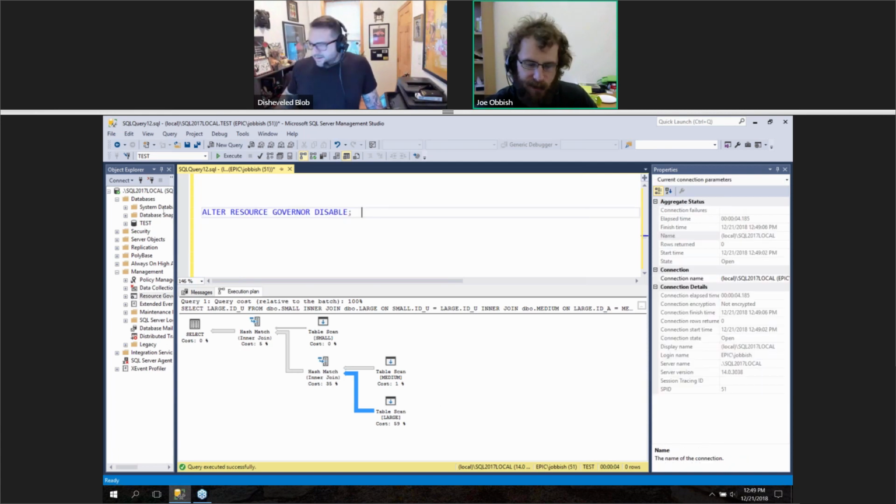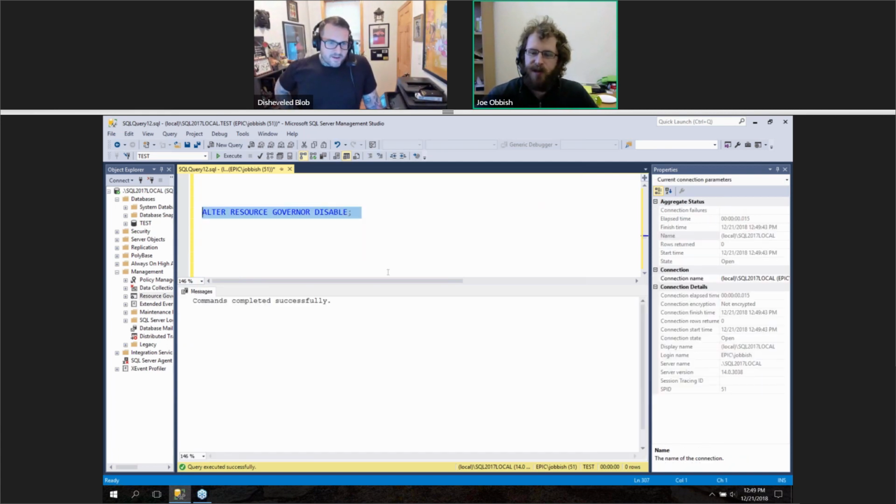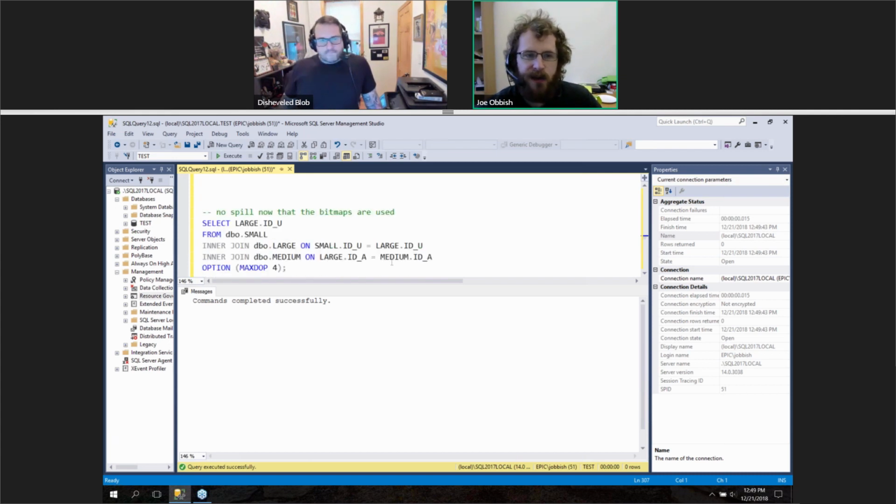Now, I can turn off Resource Governor. Your queries might get downgraded in DOP for other reasons. You might run out of parallel threads, for example. So even if MAXDOP isn't set, you might still have this problem. What can you do about it?